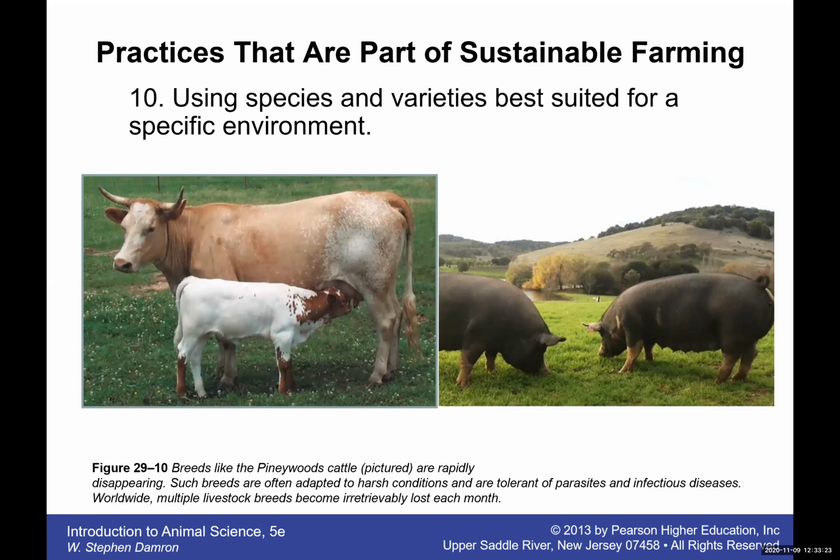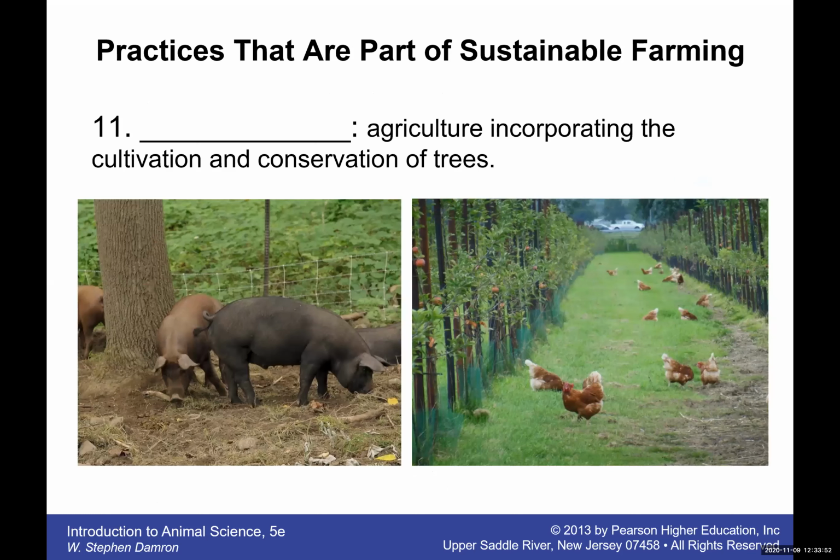Another thing we want to do is use species and varieties that are suited for the environment. We talked about this when we spoke about production systems around the world in the different climates. You want to make sure that the species you're using, if you're in a dry area, is well adapted to living and thriving in that environment, rather than being something that needs a strictly temperate or a certain type of environment in general. Next, you can practice agroforestry.